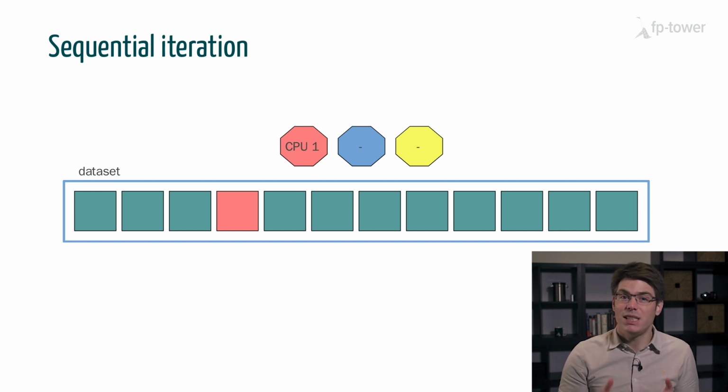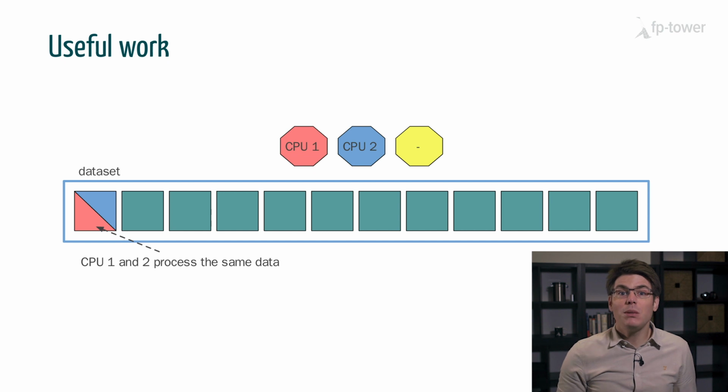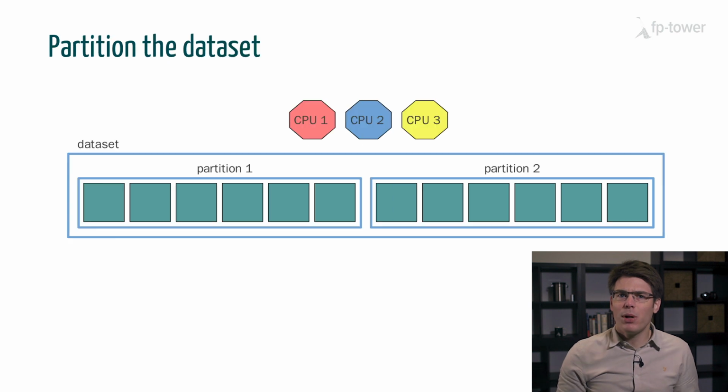So how can we improve this situation? We need to assign some work to each core so that they are all busy. But we also want to ensure that the work each core performs is useful. For example, we wouldn't want two CPUs to process the same data. So ideally, we should separate the dataset so that each CPU is assigned to an independent section of the data. For instance, in this example, CPU 1 is in charge of partition 1 and CPU 2 is in charge of partition 2. One crucial question is how the dataset should be split.